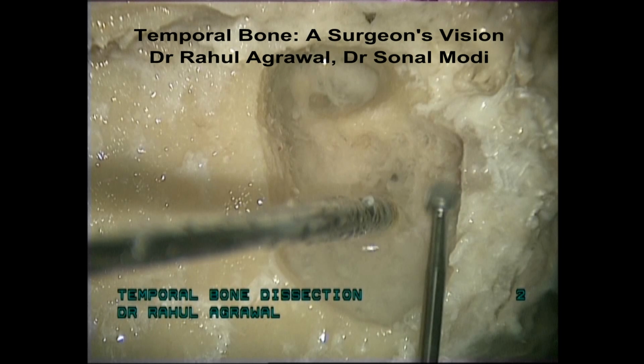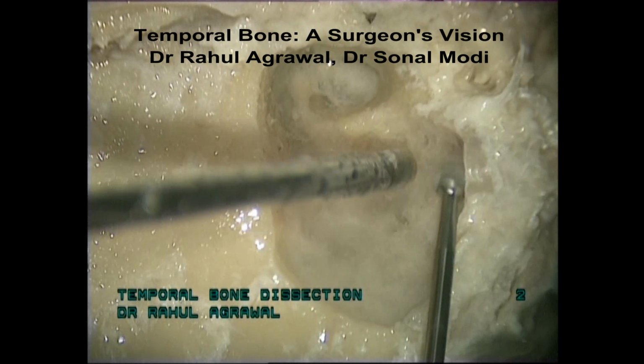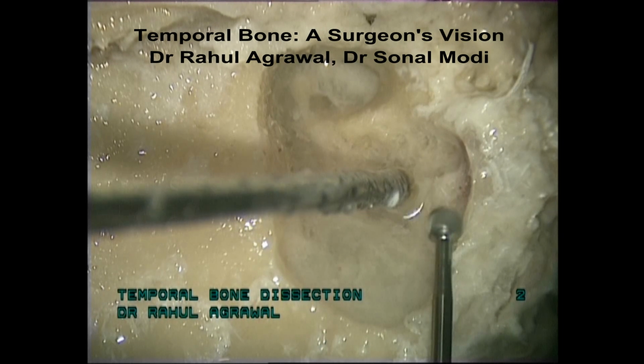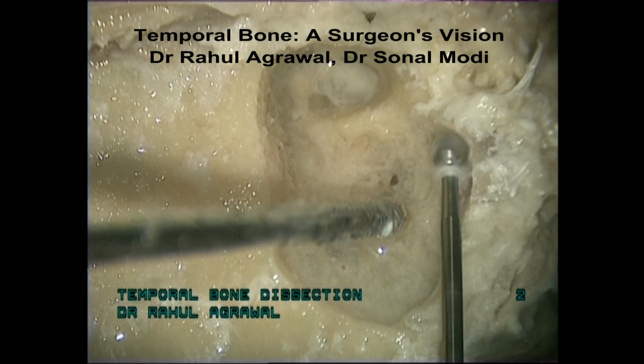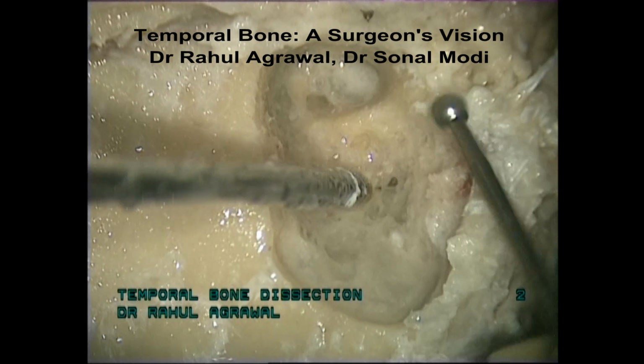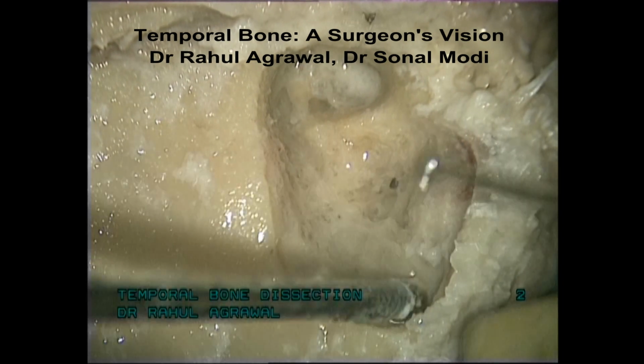Now we are drilling for the mastoid tip cells. Those are the lateral tip cells being drilled. Once we remove the lateral tip cells and the medial tip cells, our digastric ridge will stand out.